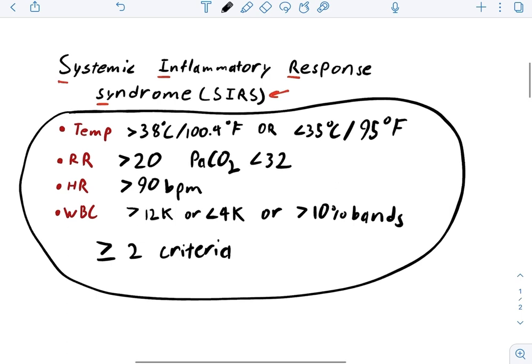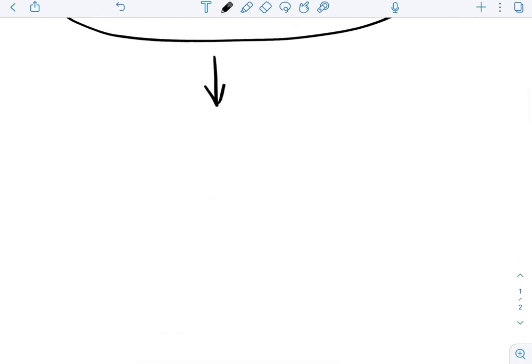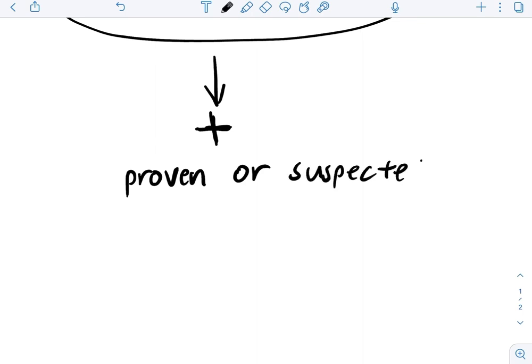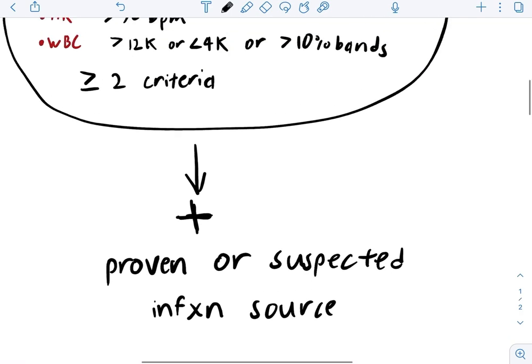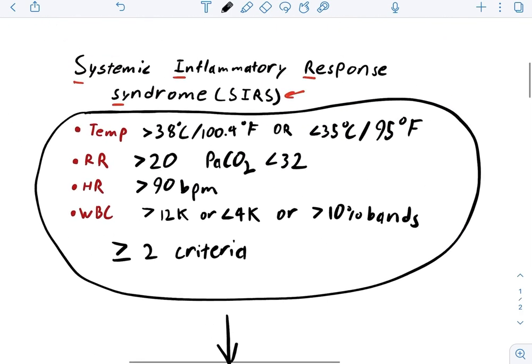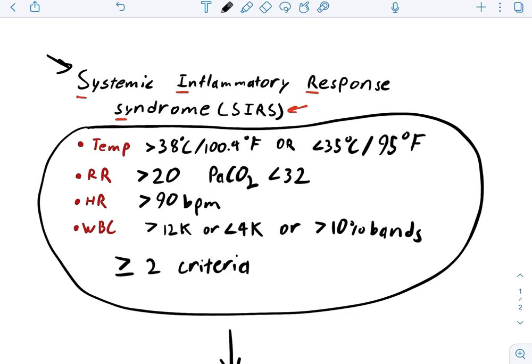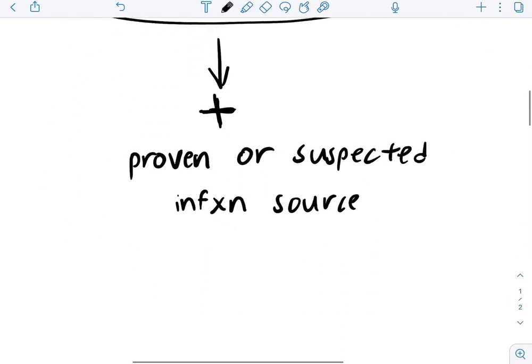The other component of sepsis, so it's all that plus proven or suspected infection source. Okay? So really, when deciding is a patient septic, this is one of the guidelines you can follow. Now, there's a lot of debate, again, and you'll find different resources, but this is the one I found that really made it the most simple. It's simply SIRS, 2 or more, plus proven or suspected infection source.